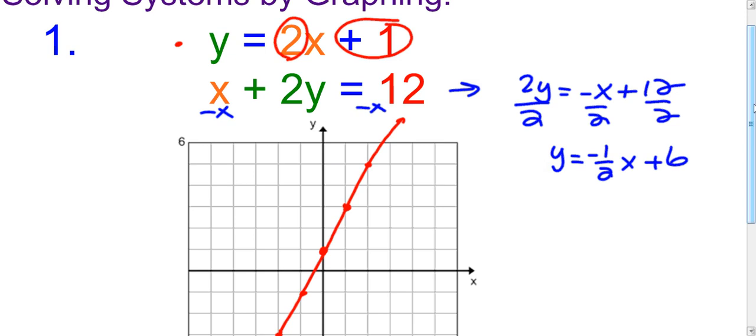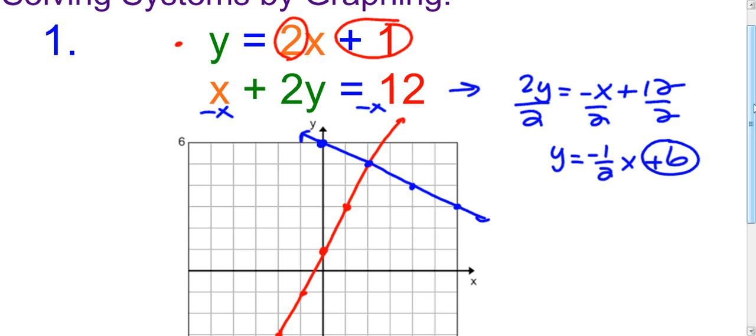So here's that equation. I can see that my y-intercept is 6, so I'll make a dot at 6. And my slope is negative 1/2, which means I will go down 1 and right 2. And then your solution is wherever they intersect.